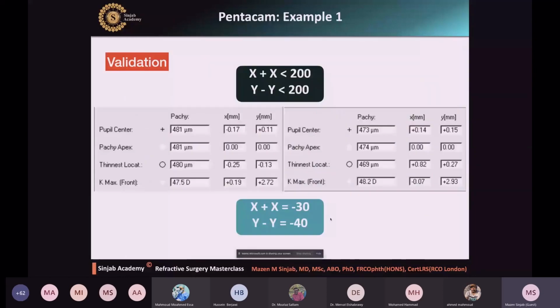And I'm comparing both eyes in terms of pupil center coordinates. Actually, X plus X is minus 30 microns. Y minus Y is minus 40 microns. So there is no misalignment. That's okay. Then we go to a comparison of the manifest astigmatism with the topographical astigmatism.